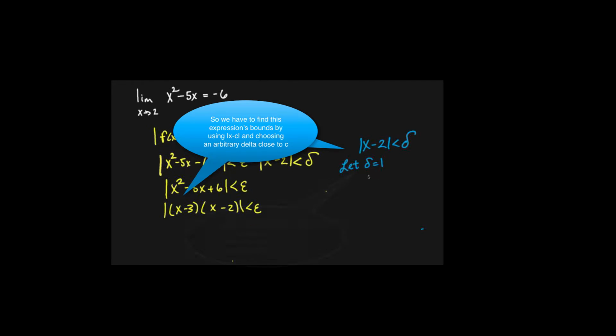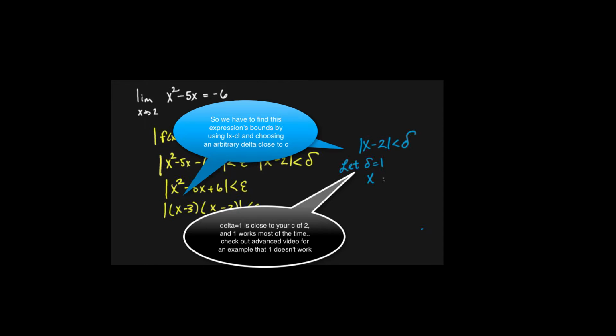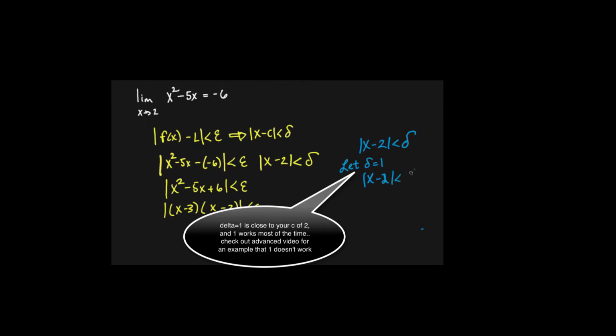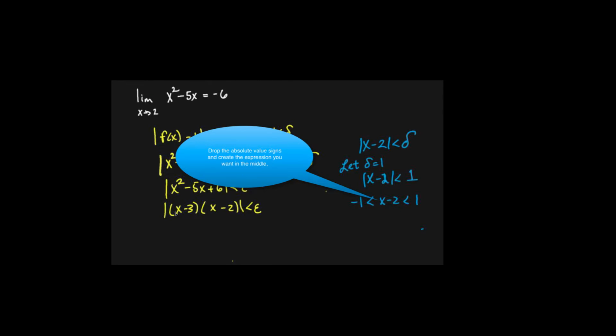Sometimes you plug in 1 and it won't work, but most of the time 1 will work just fine. We're going to plug in a 1 there, and create the missing expression from this expression. So we drop the absolute values. Then what do I need to do to minus 2 to make it a minus 3?